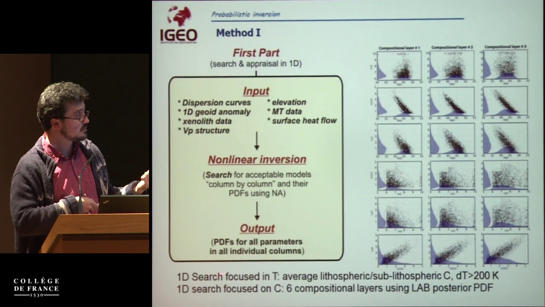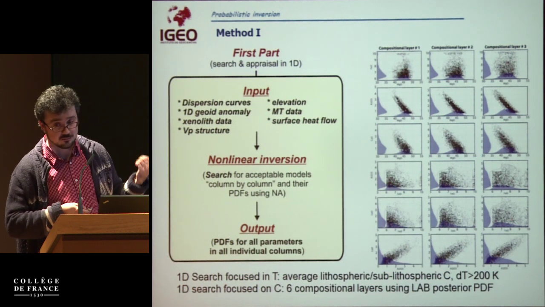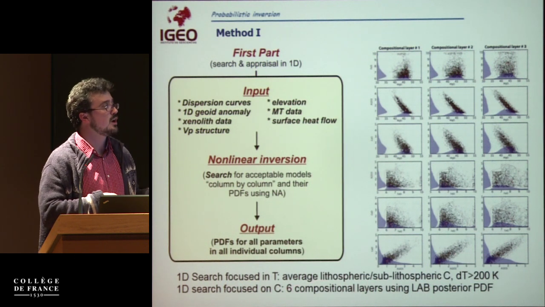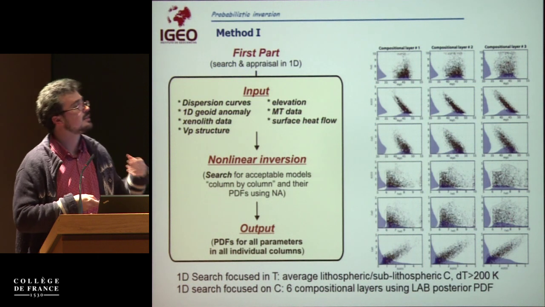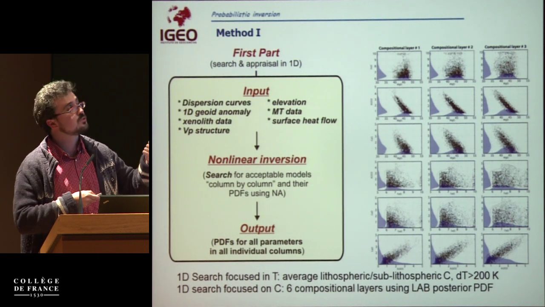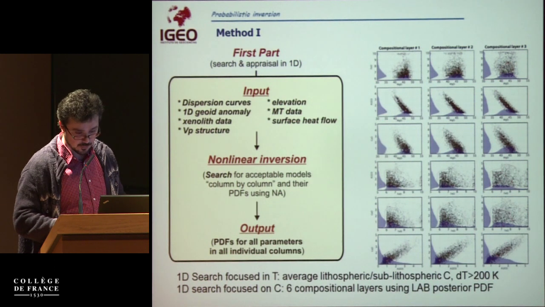And in the second part, we use the information from the previous inversion for temperature as a prior PDF. And then in here we have the 6 full compositional layers. And we have a PDF distribution for each compositional layer and for each oxide, potentially water as well.